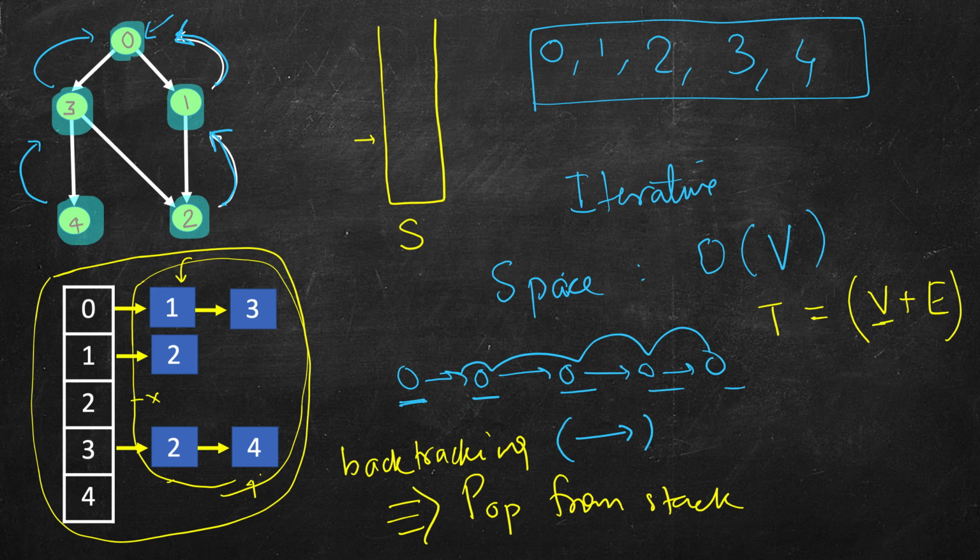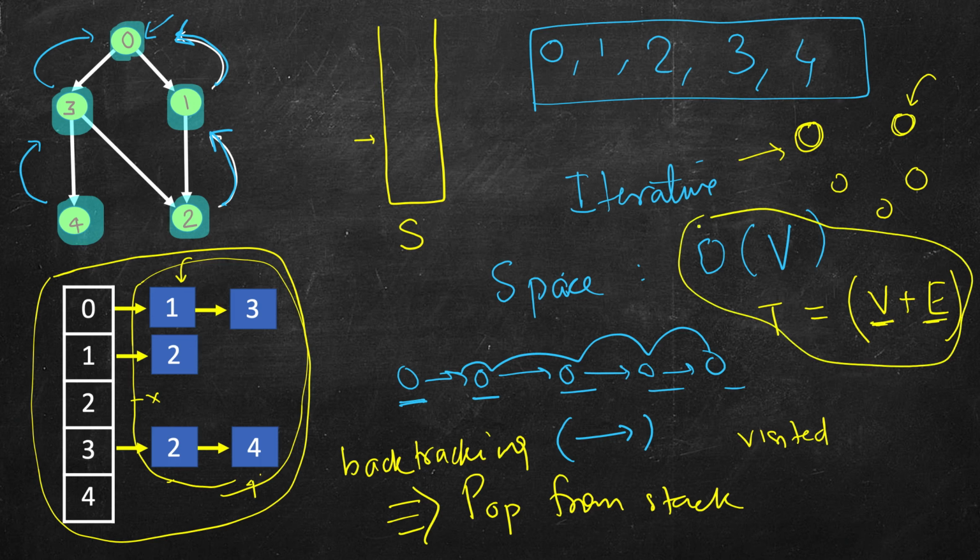Why does V come here? You will see that I am only looking at the edges. You keep track of visited. Even if there are no edges, you will require at least V comparisons. You check the first unvisited node, this is one. Look at its neighbor, it will not have any neighbors. Then you look for the next unvisited node, you will come here, and so on. So you need to have V plus E time complexity.